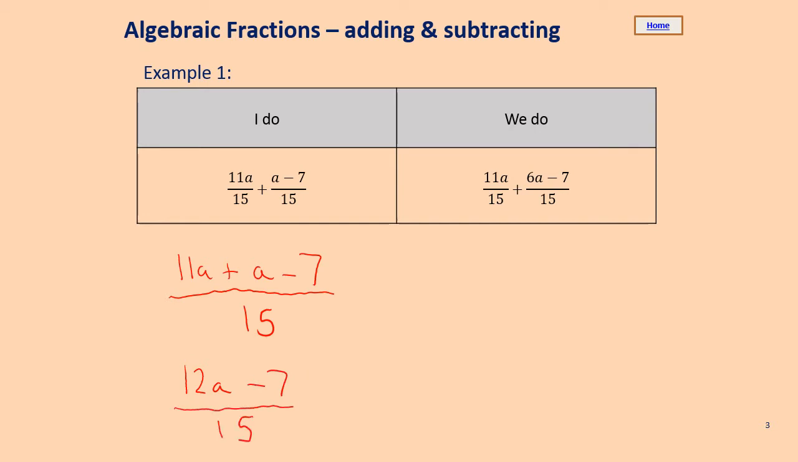And then the last step here is just to check this can't factorise, which it can't, because 12, 7 and 15 share no common factors apart from 1. So this is my final answer: 12a minus 7 over 15. Can you please pause the video here, guys, and copy this one down, and then try the we do for me, and I'll go through that one for you in a sec.